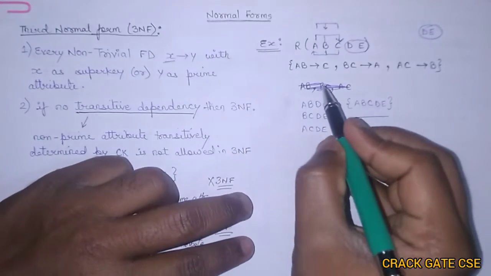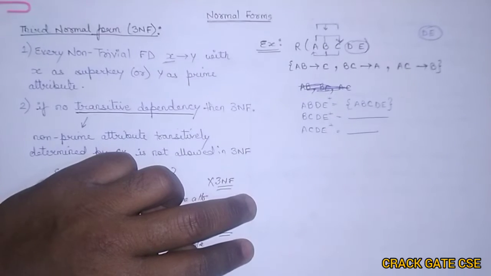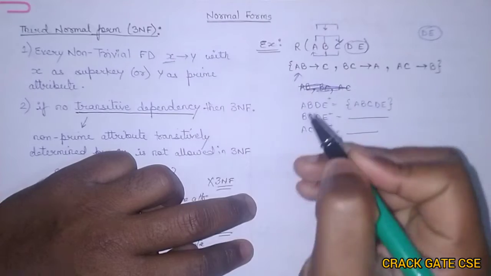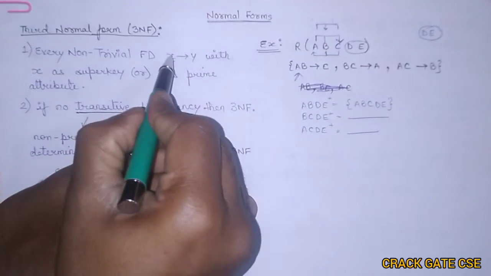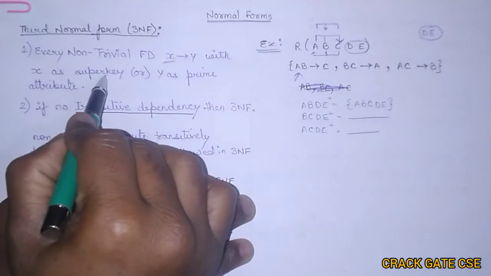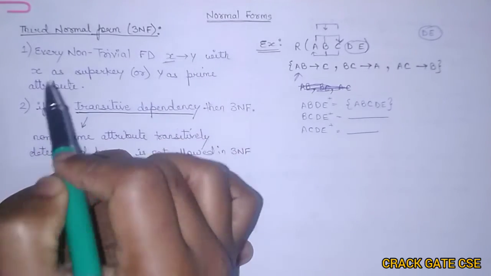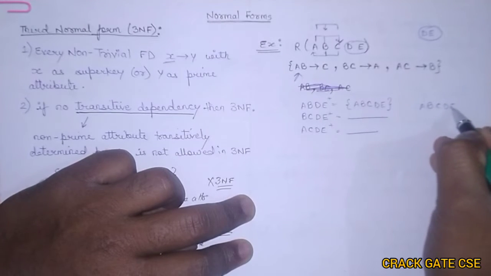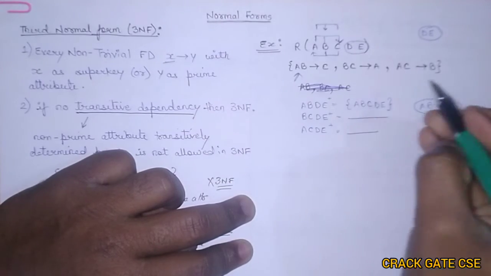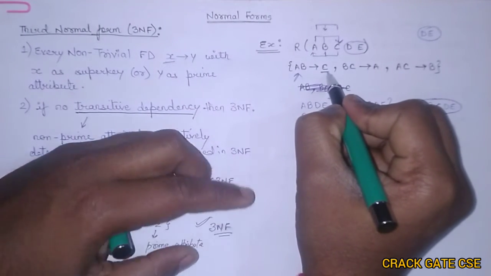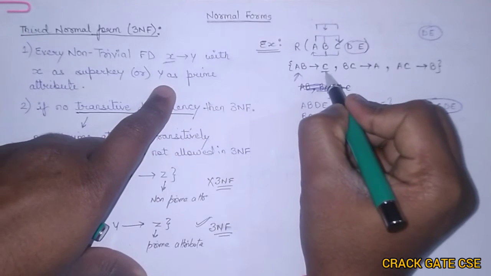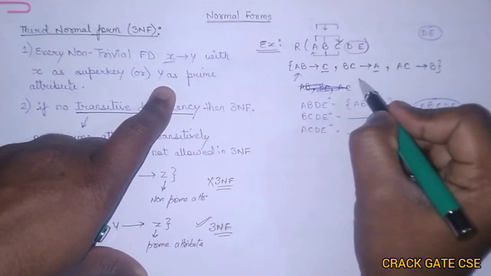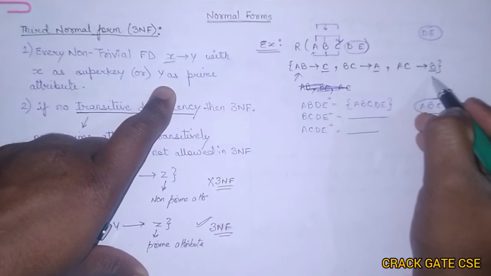Now we have to find out whether these functional dependencies satisfy the third normal form or not. So how to find out? Go with the first functional dependency. I told you either X should be a super key or Y should be a prime attribute. So what are the prime attributes? A, B, C, D, E are all prime attributes. Here you can see that AB is deriving C, so this C is a prime attribute. The right hand side is a prime attribute. Here again the right hand side is a prime attribute, and here again the right hand side is a prime attribute.